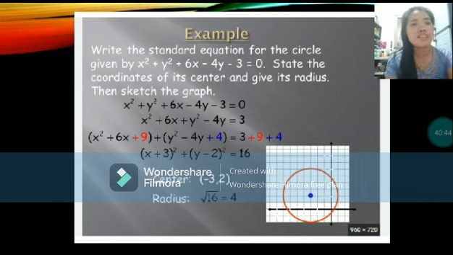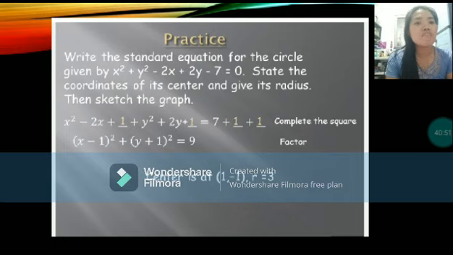So that's it. Okay, let's have another example. Write the standard equation for the circle given by x squared plus y squared minus 2x plus 2y minus 7 equals 0. State the coordinates of its center and give its radius. Then sketch the graph. We have x squared plus y squared minus 2x plus 2y minus 7 equals 0.